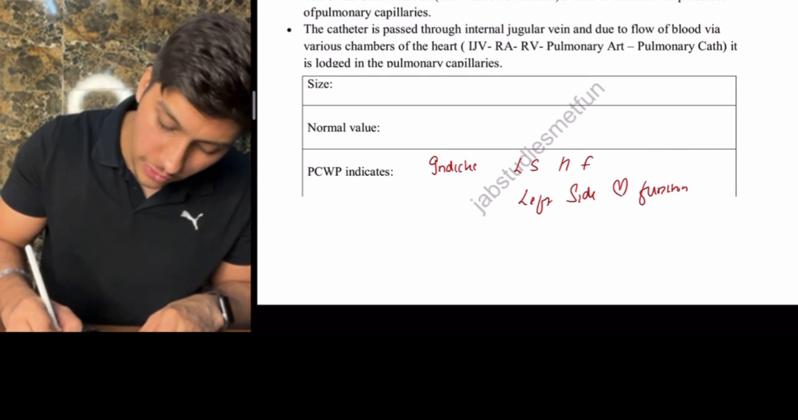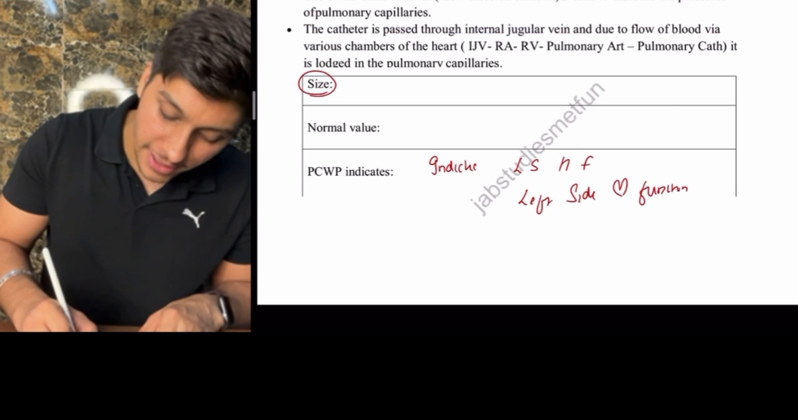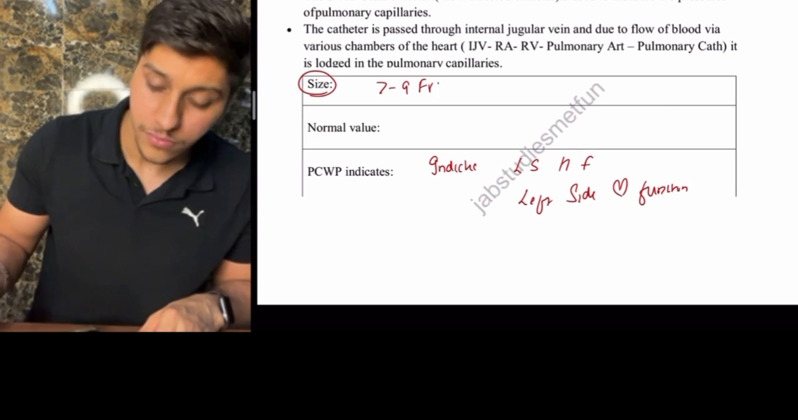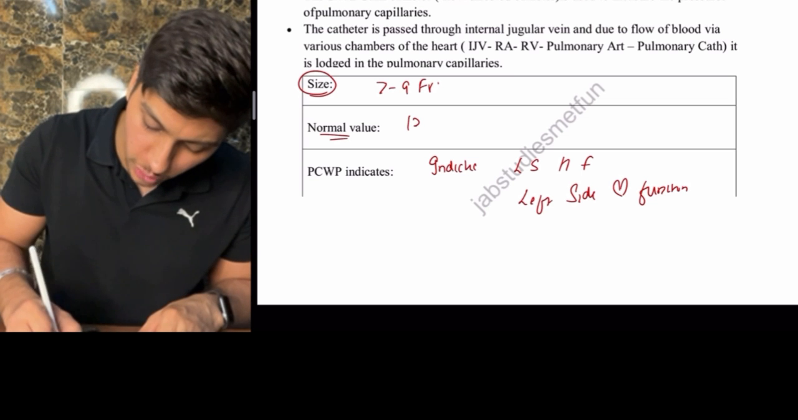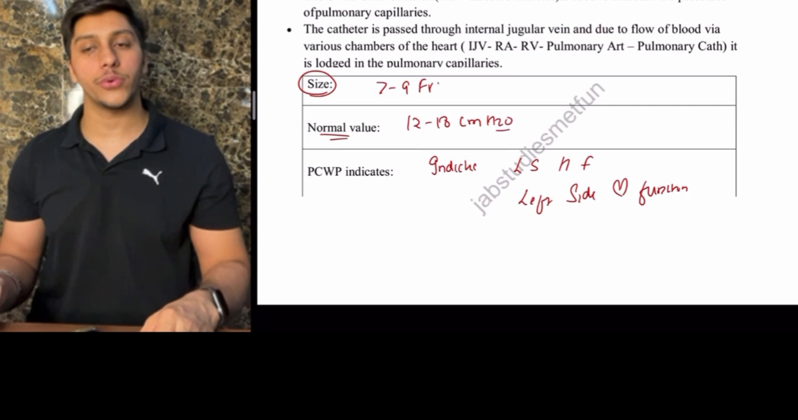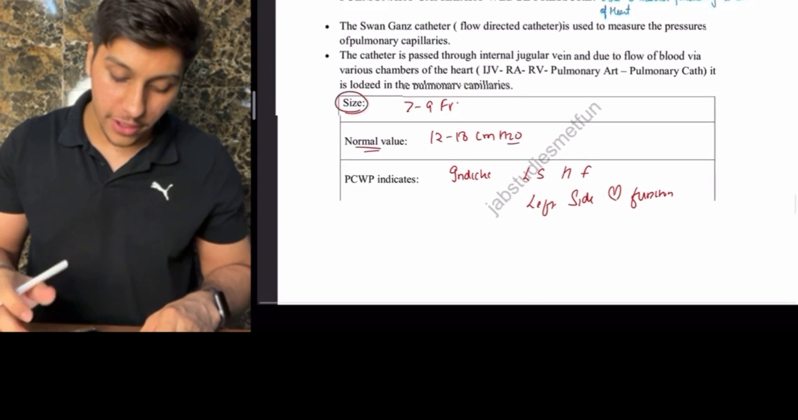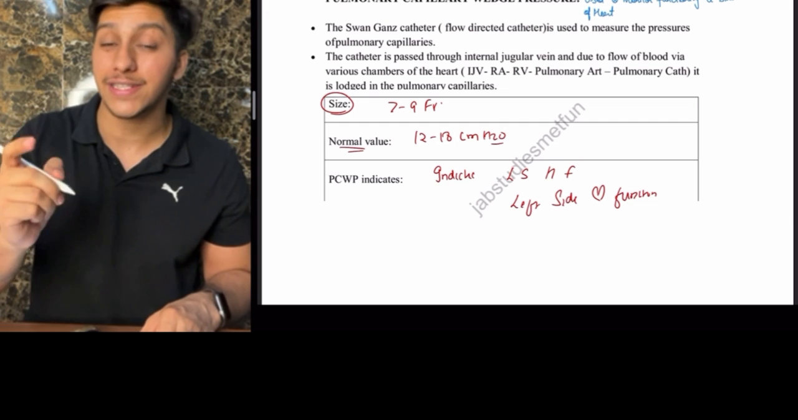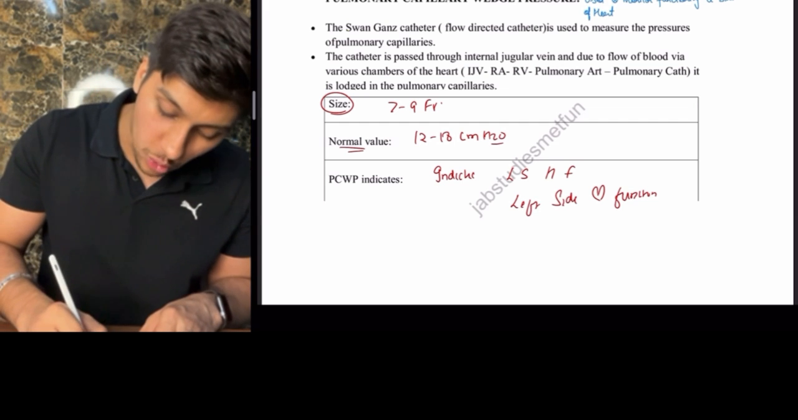The normal value, if you see, first you'll talk about the size. The size is going to be around 7 to 9 French, and the normal value is going to be 12 to 18 centimeter of water. And if they ask you what is the catheter used for pulmonary capillary wedge pressure, which checks the left side of the heart, it is the Swan-Ganz catheter.